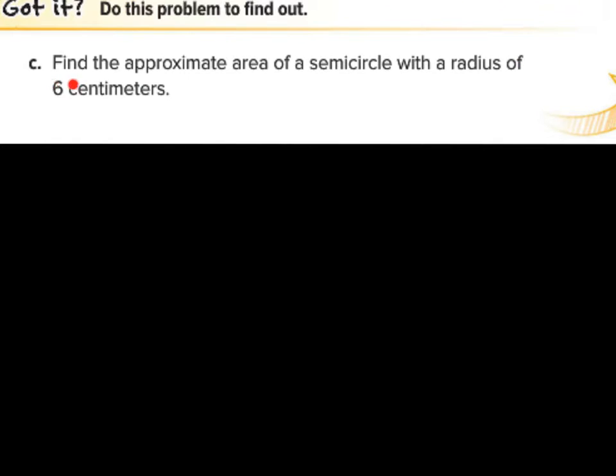Question C. Find the approximate area of a semicircle with a radius of 6 centimeters. So we will use our formula. Area equals half of our area of a circle, which is pi times radius squared. Half of pi times radius squared. Correct?